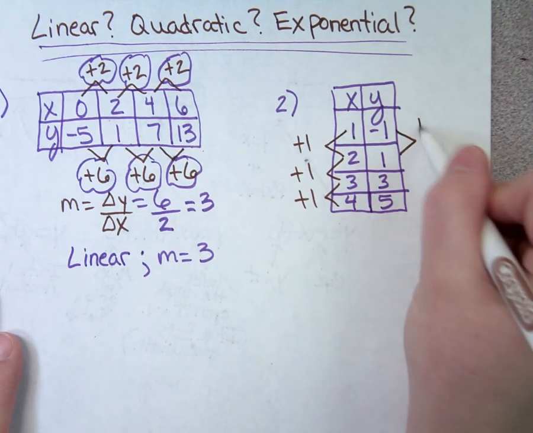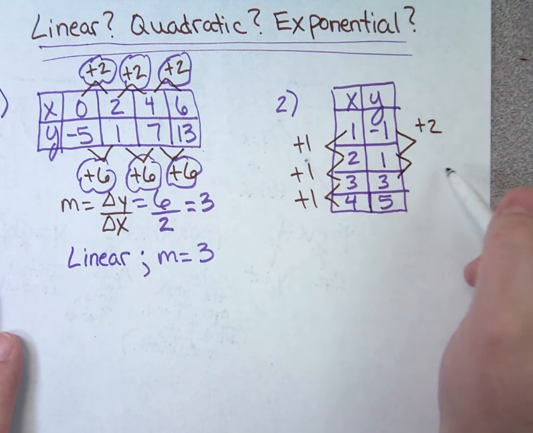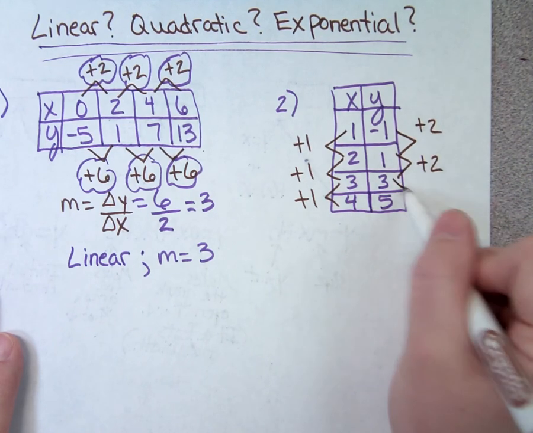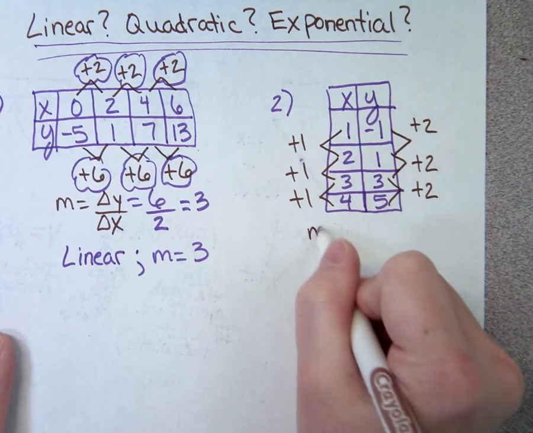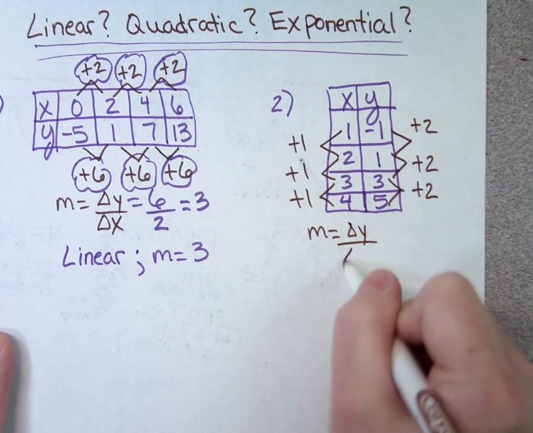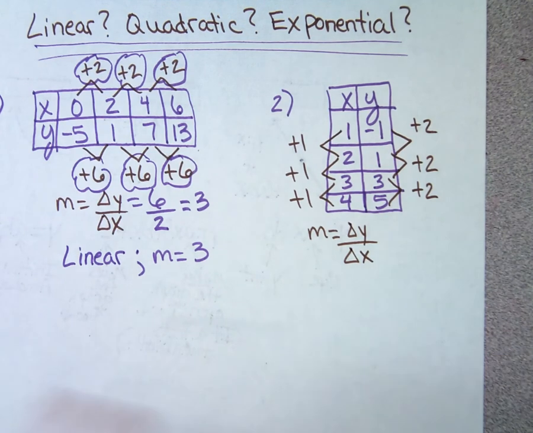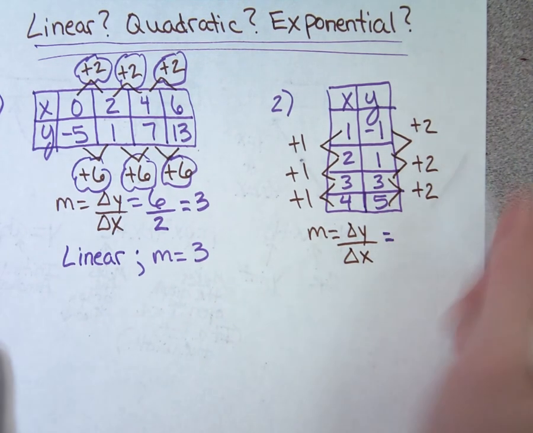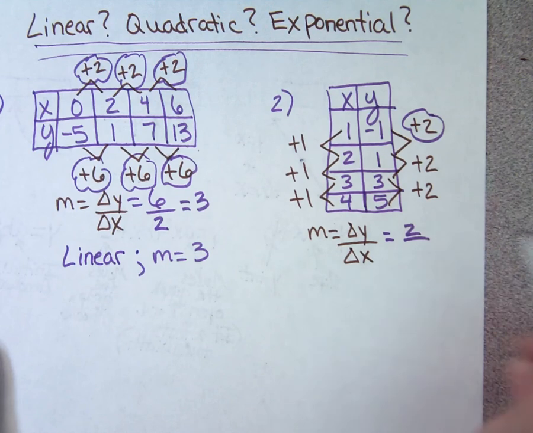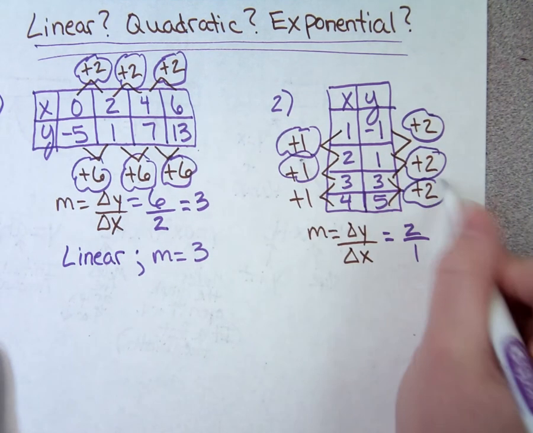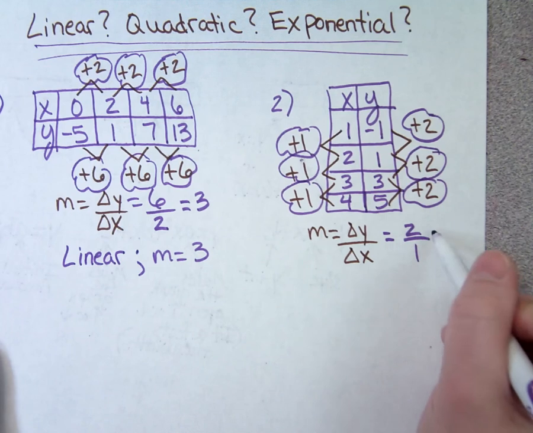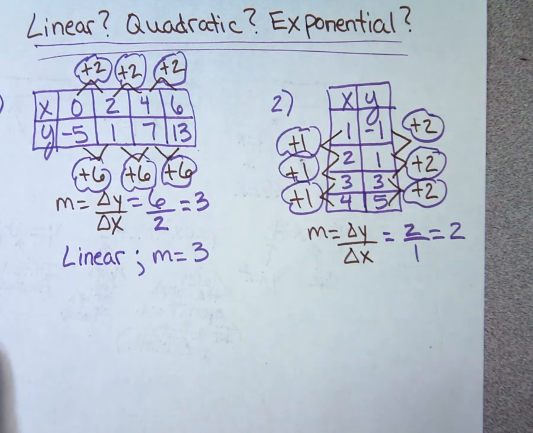Up 2. How do you get from 1 to 3? Up 2. How do you get from 3 to 5? Up 2. Okay, let's see if our change in our y over our change in our x gives us the same answer every time. The change in our y is 2. The change in our x is 1. And do we get 2 over 1 the whole way through the chart? Yes, 2 over 1, 2 over 1. We get 2 over 1 the whole time, which is the same thing as 2.